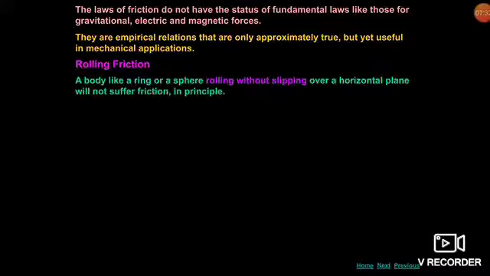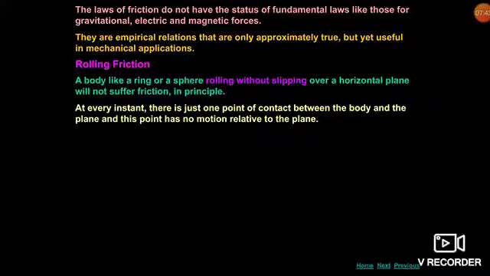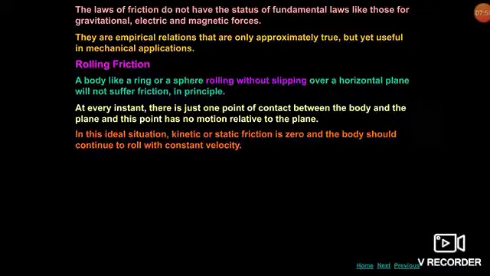Rolling friction, it's very important. A body like a ring or a sphere rolling without slipping over a horizontal plane will not suffer friction in principle. At every instant there is just one point of contact between the body and the plane, and this point has no motion relative to the plane. In this ideal situation, kinetic or static friction is zero and the body should continue to roll with constant velocity.